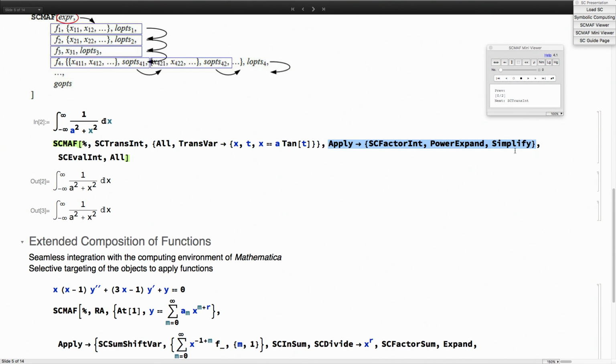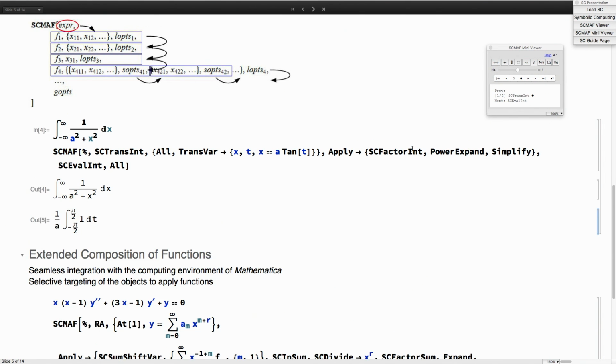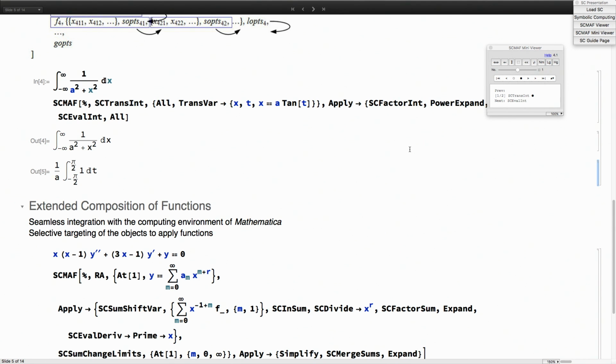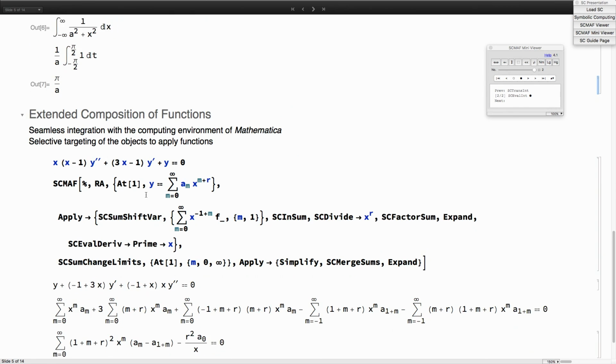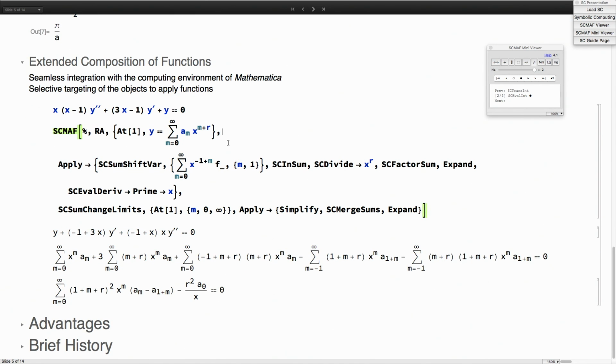This is composition of functions. These are executed in the reverse order: simplify, power expand, and the vector integral. These are executed in the reverse order, and if you do that, then we have this result. As you can see, this integral is not evaluated. Then I call SC eval int, and it is evaluated, and the result is given here. Well, extended composition of functions.